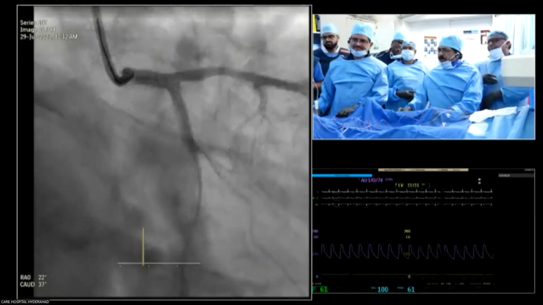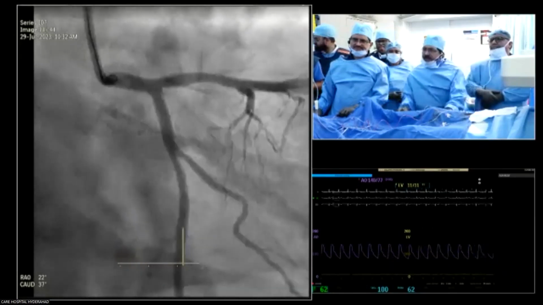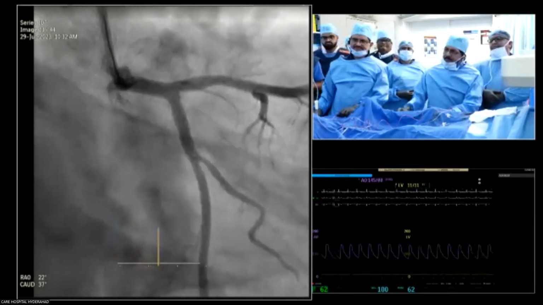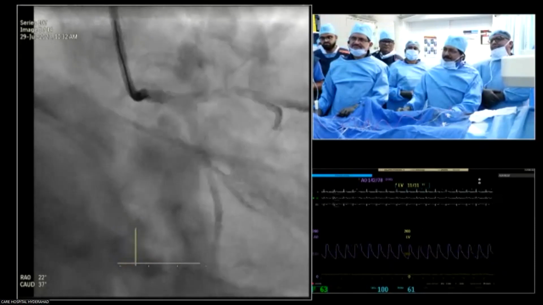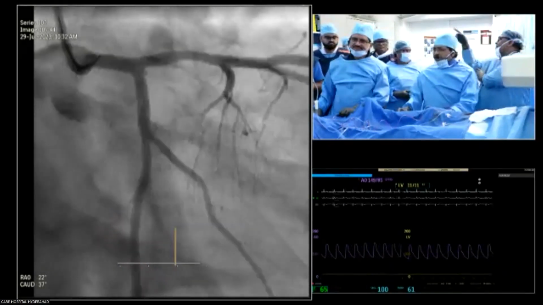It's an excellent result. I don't want to put anything metal here. Great. Yeah, the angiographic result looks good. Do you have final IVUS runs on both sides? We are doing that. Excellent.